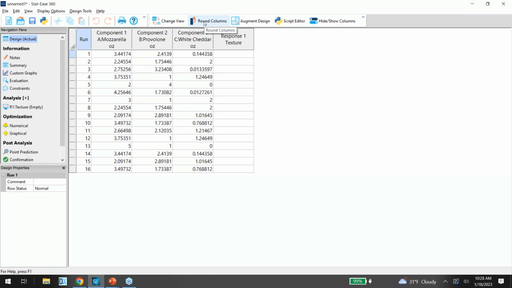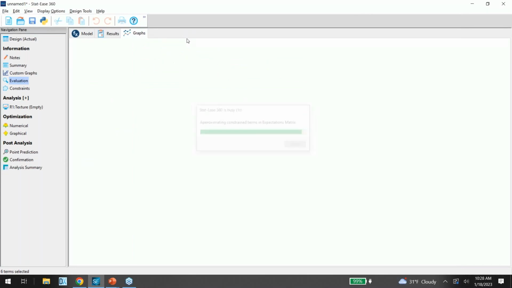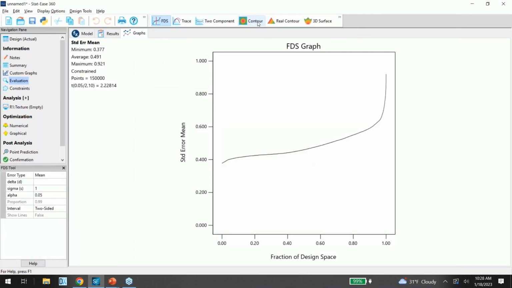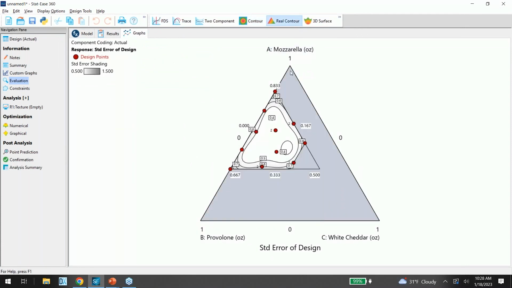I just got a question about whether you can visualize the design space before you collect the data. And the answer is yes. You can go to the evaluation, and if you go to the graphs here, you can see what the contour plot looks like, and you can also see the real contour. So this is in the 0 to 100 space. If I were to go from 0 to 100% for all my components, I would be in this gray simplex here. But this white region is the region that satisfies all the constraints that I had put in.